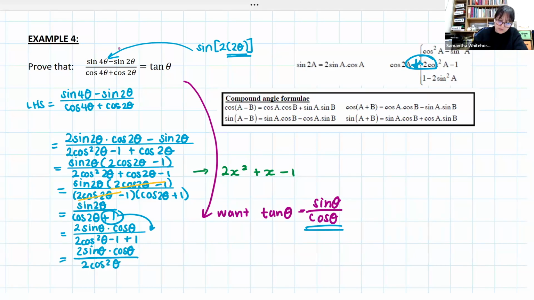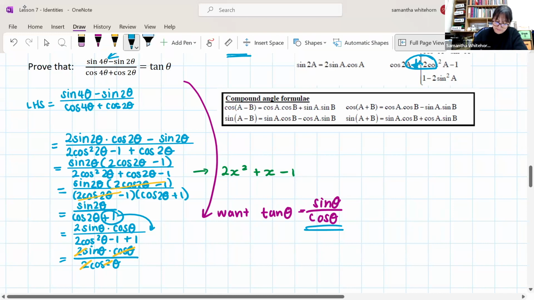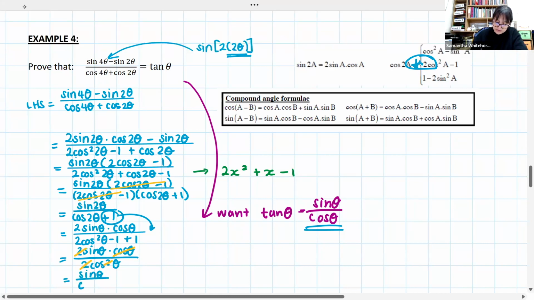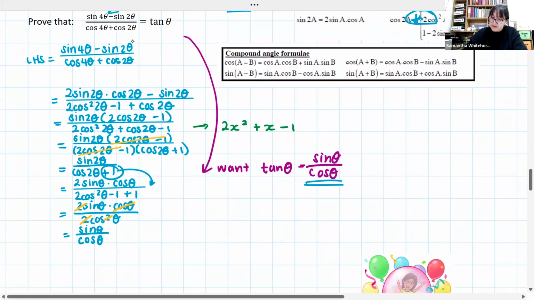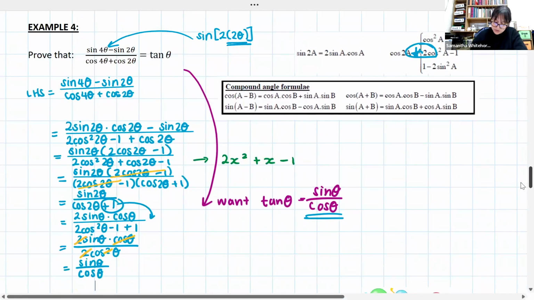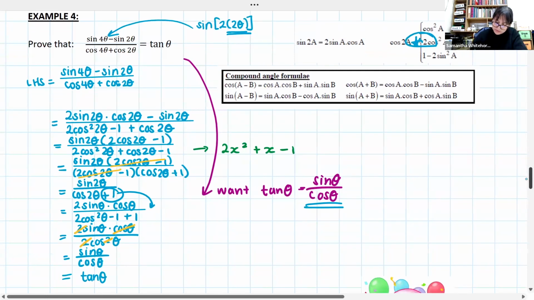And what do you know? We can simplify. 1 cos theta in my numerator cancels with 1 cos theta in my denominator. 2 divides with 2. And so I'm left with sine theta over cos theta. Sine theta over cos theta is in actual fact tan theta. And as we know, that's exactly what my right-hand side was equal to. And so my left is equal to the right.